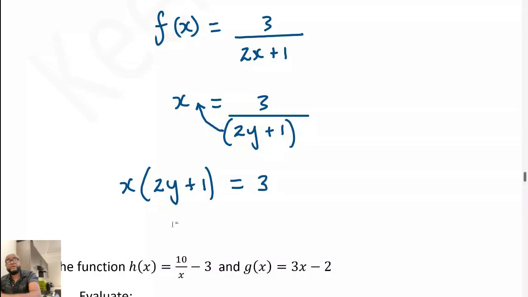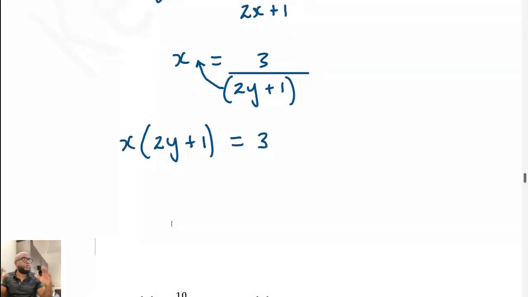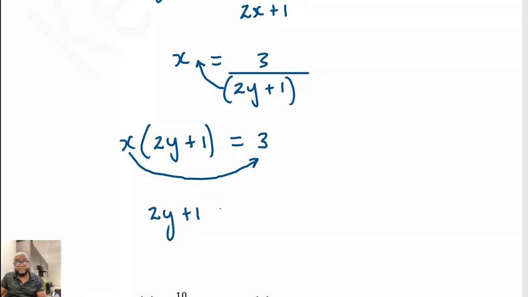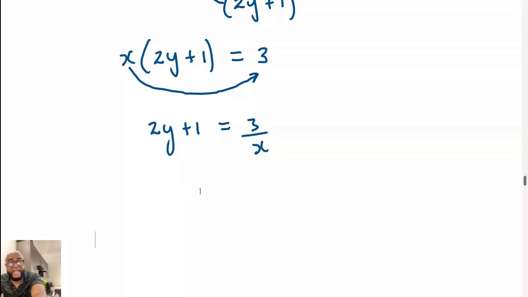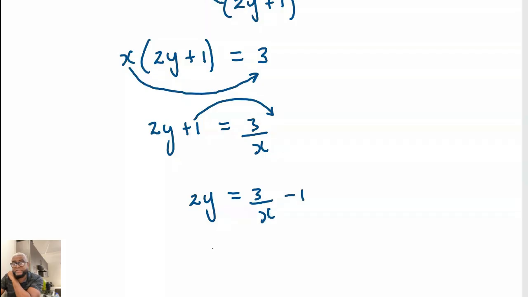Everybody good there? Right. Now I want to make y the subject. It's like that x is holding the 2y plus 1 captive in that bracket. So you have to move the x before you could do anything in that bracket. When I carry x here, I do the opposite of multiply, which is divide. I can also drop my brackets at this point. So this will be equal to 3 divided by x. Now what do I have to move to the other side? 1. When 1 goes here, we subtract. So 2y is equal to 3 over x minus 1.